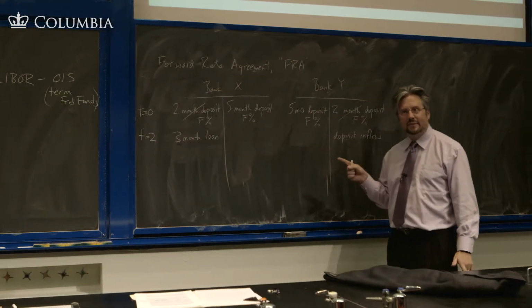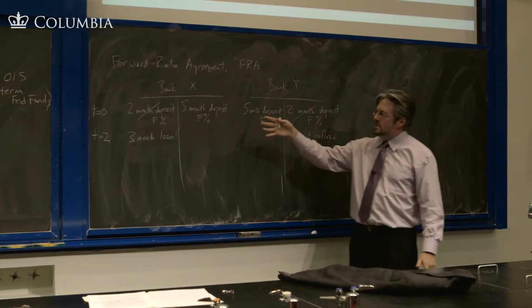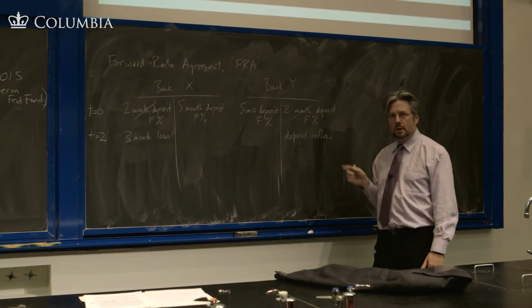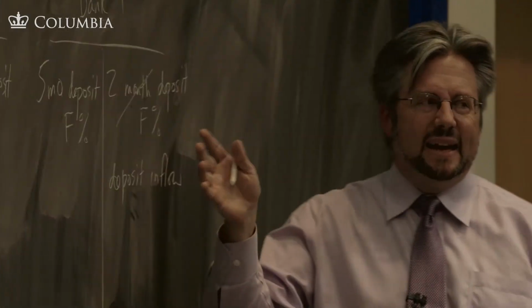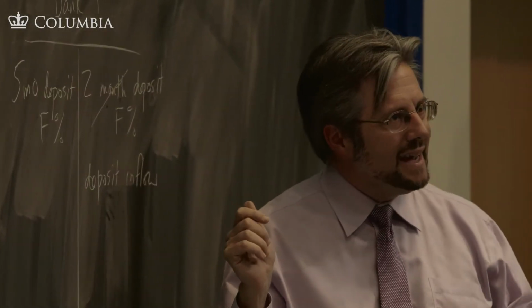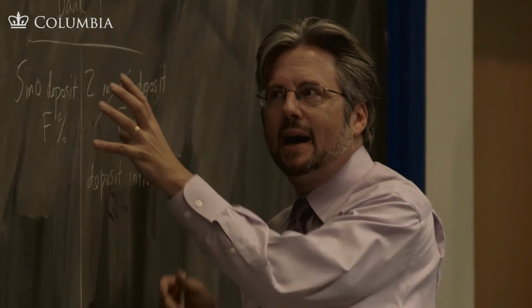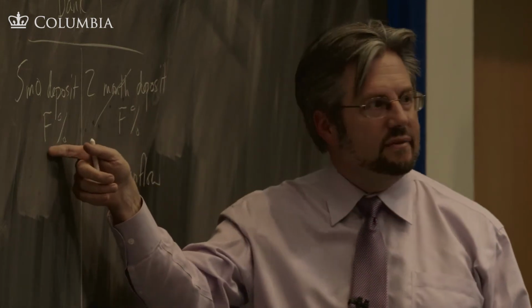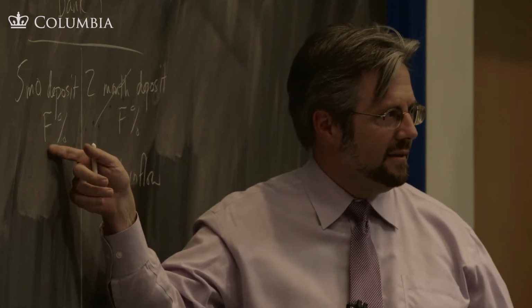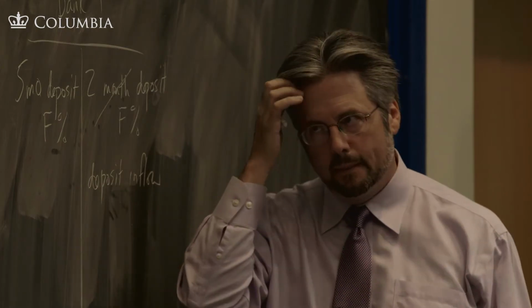And Stigum talks about the evolution. The first iteration of this was something called a forward-forward, where this bank made a promise to make a deposit in Bank X at rate F 2 months from now. That's a forward-forward.